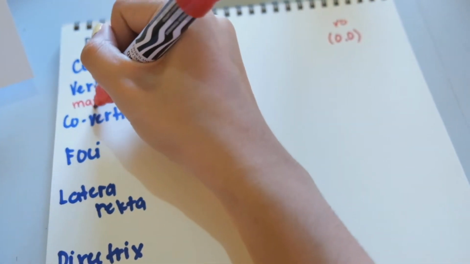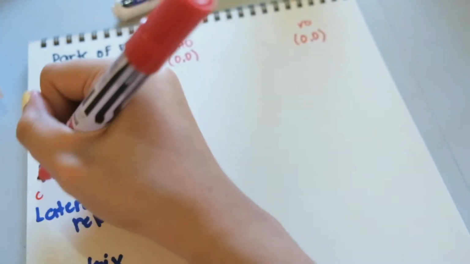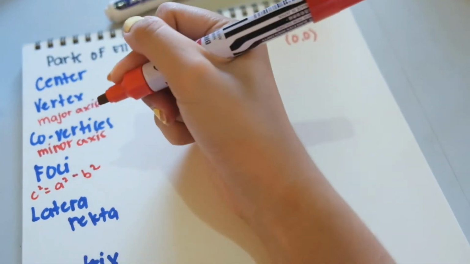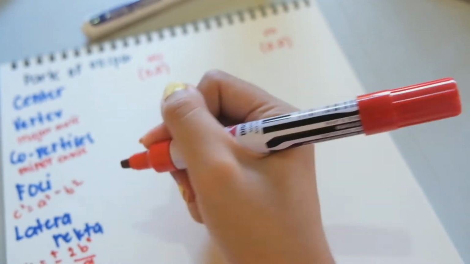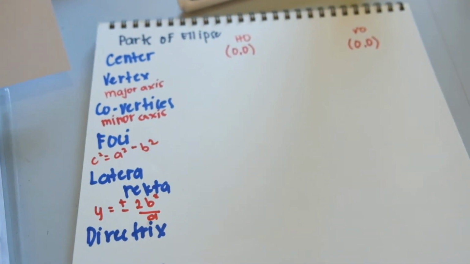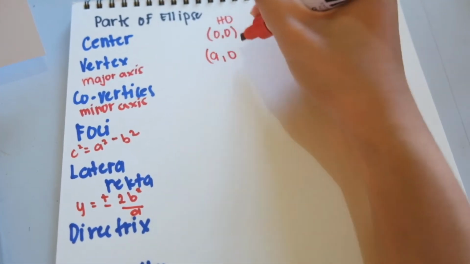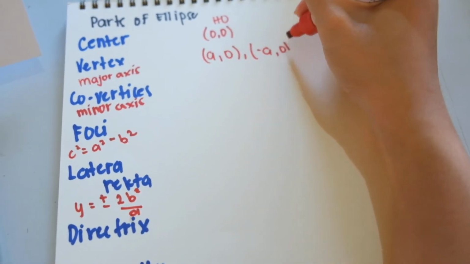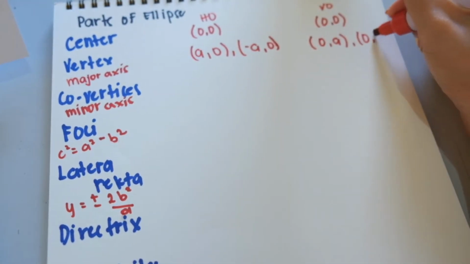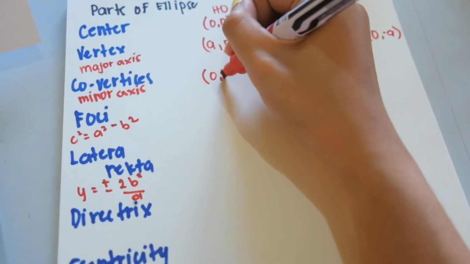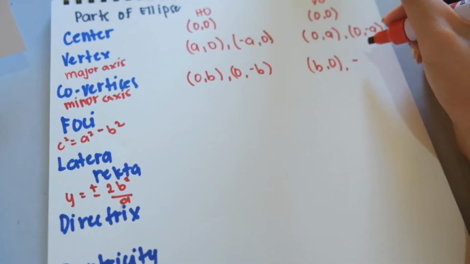The parts of ellipse are center, vertices, which are the endpoints of the major axis, and co-vertices, which are the endpoints of the minor axis, the foci, latera recta, directrix, and eccentricity. I did say that we have 13 parts of the ellipse because center has 1, vertices has 2, co-vertices has 2, foci has 2, latera recta has 4, directrix has 2, and eccentricity has 1.